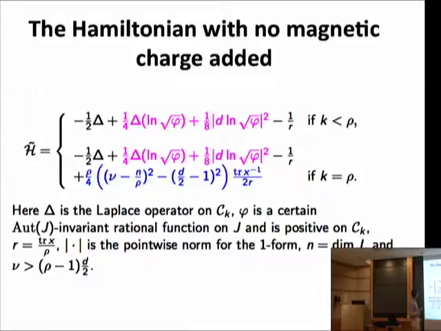Okay. And then there's a complicated part. This is a Laplace operator. This D means the exterior differential operator. This norm means the norm with respect to the Riemannian metric we have. And then there's this funny function called phi. The phi is a little bit complicated, but we know it's an automorphism-invariant rational function on J. You have poles. But then it's always positive on CK. And this phi actually depends on K.